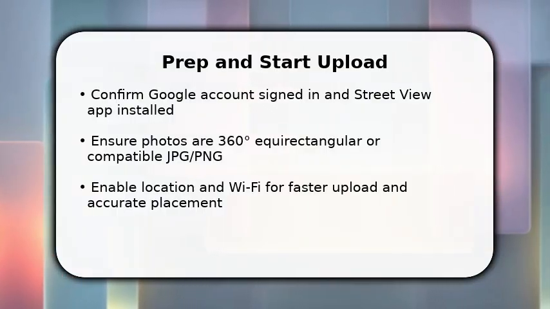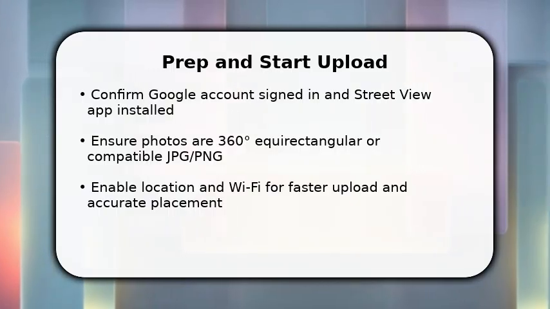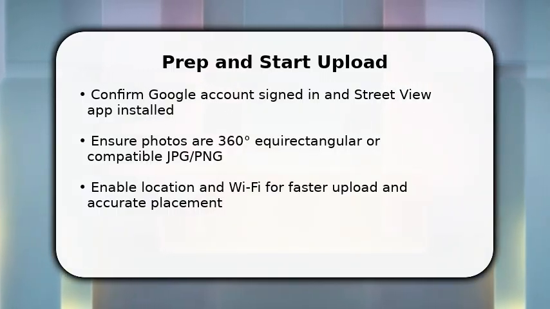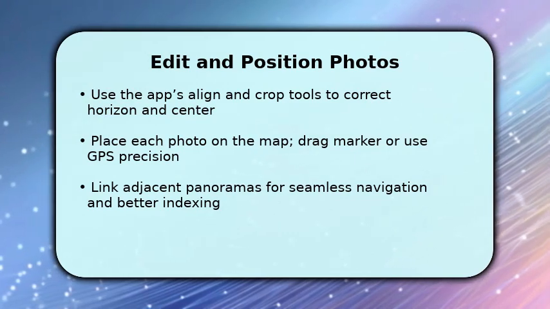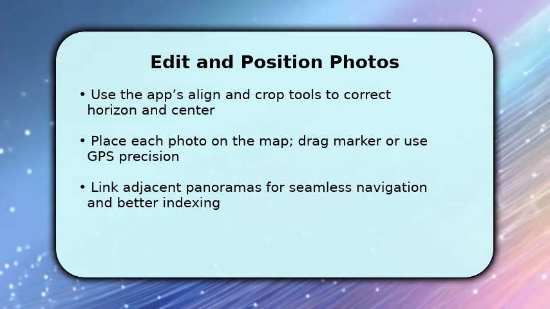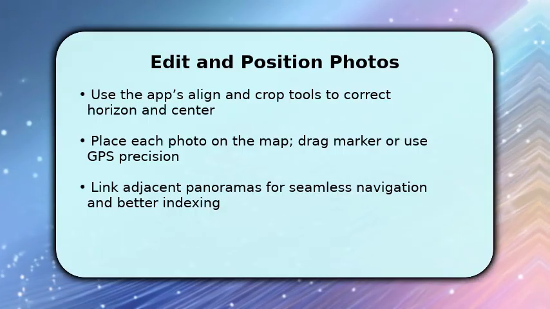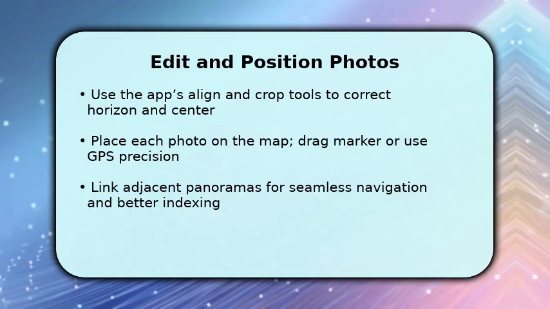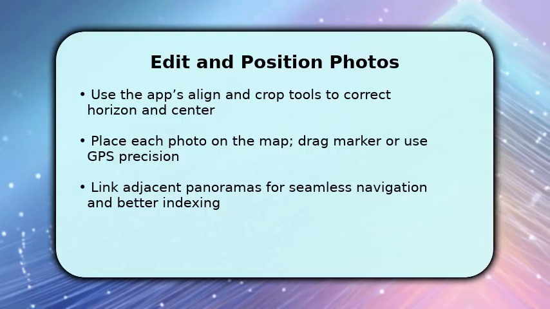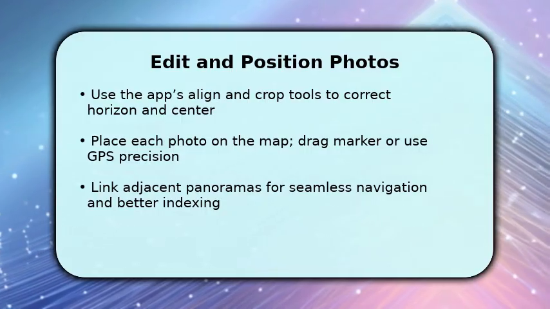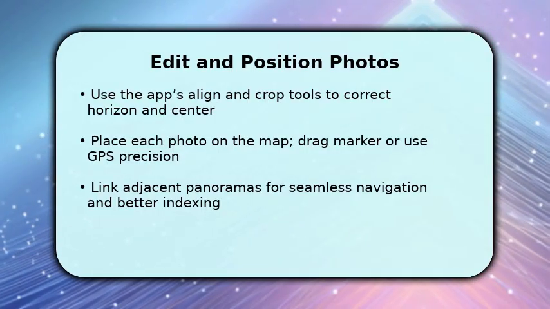If you shot multiple 360s, label them logically now to streamline the next steps. Now refine and position. Tap an image to open editing tools, straighten the horizon and crop any unwanted edges so viewers won't be disoriented. Next, select Place on Map and drag the marker to the exact street spot or accept GPS if accurate. Precise placement improves search relevance.